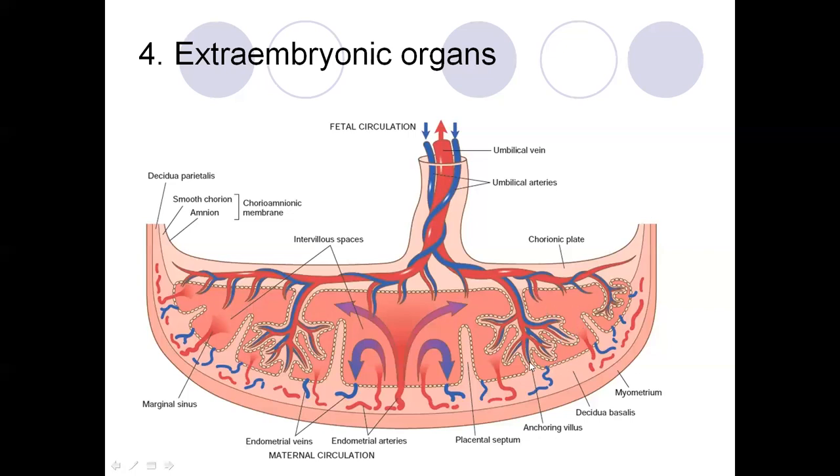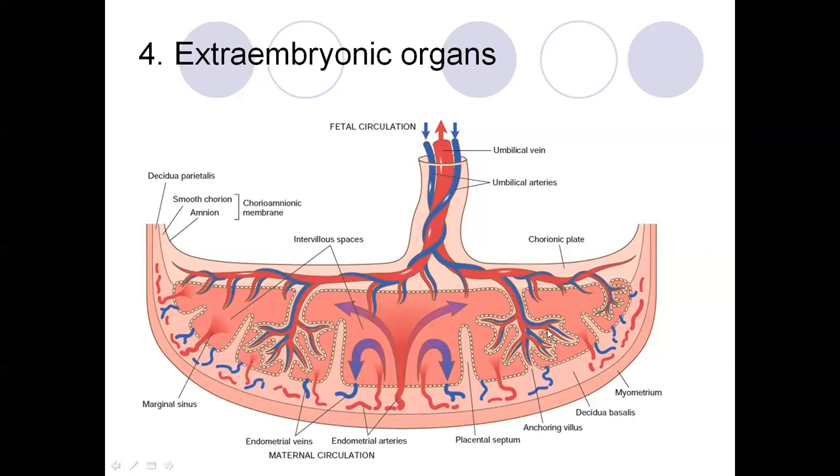This place has a name, lacuna. This is the place between villi, between the maternal part, between septa, between the chorionic plate, and in this part you can see maternal blood. All these lacunas are filled by maternal blood. So maternal blood has open circulation. Fetal blood has closed circulation.